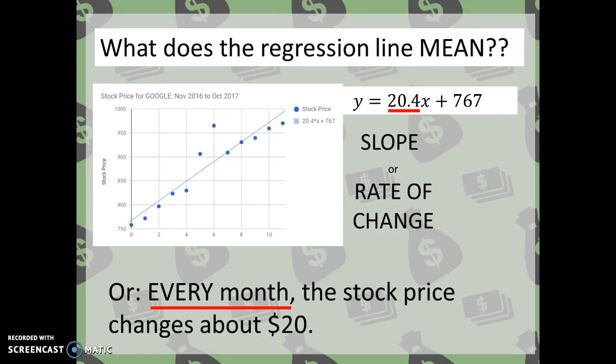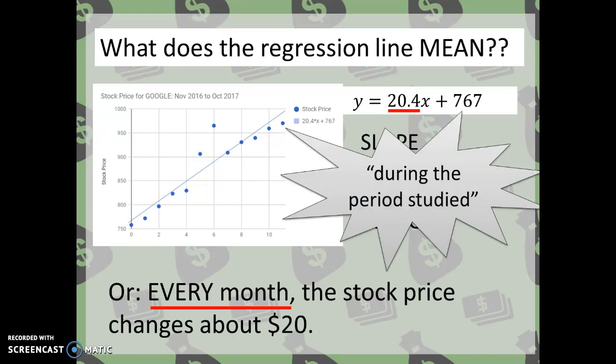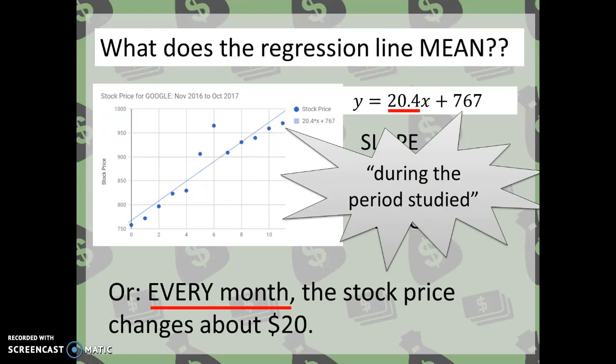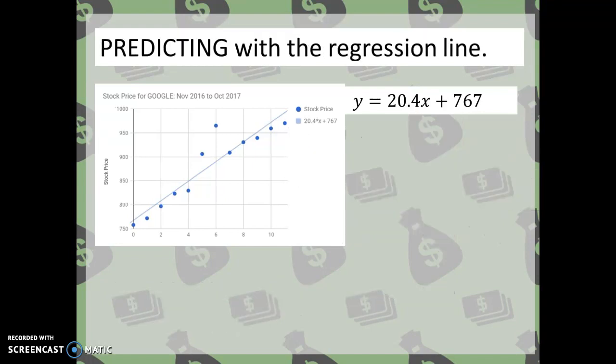And you know what? There's another way you could phrase every month, because we can't say every month forever and ever and ever. We could say every month during the period I studied. Or you could say words like that which qualify, which say it's not a perfect science. We can't say that every month going forward it's going to be $20. It might change differently.